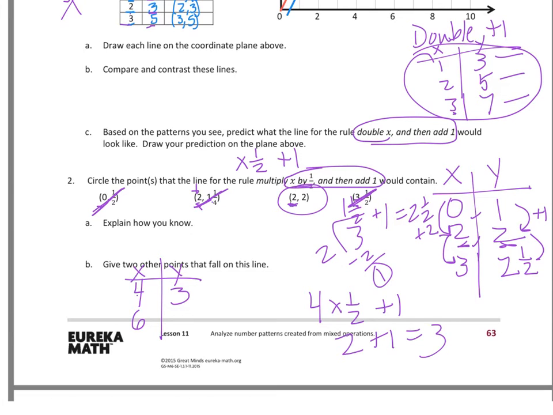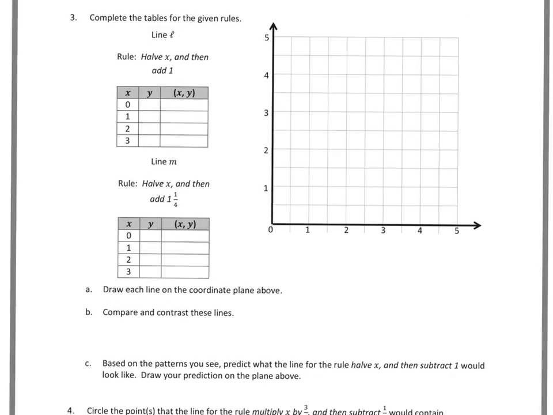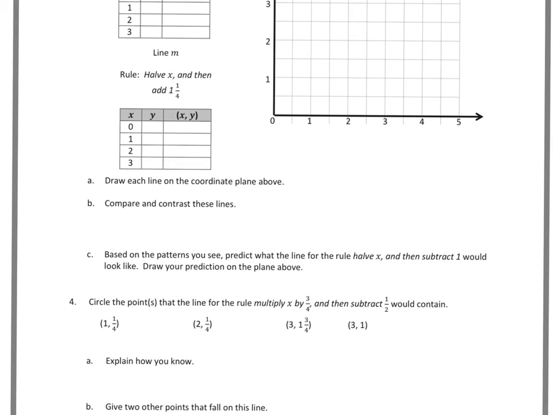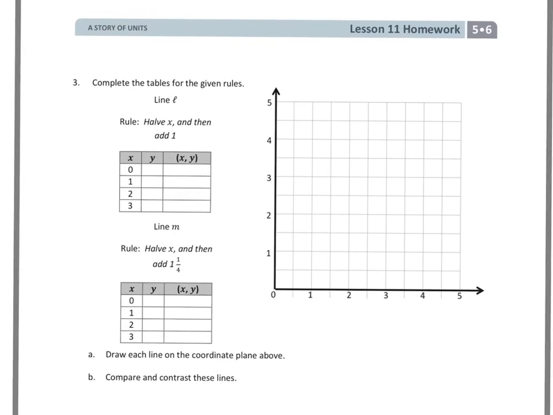So let's take a look at page 2. So here we are on page 2, and it looks like we have to do more of the same. Complete the tables for the given rules. I'll complete these tables, and I'll get them drawn in. I'm going to leave you to compare and contrast, and also do the rule down below for C, because it's just what we did. And then we'll talk quickly about 4, because it's something we've already done.